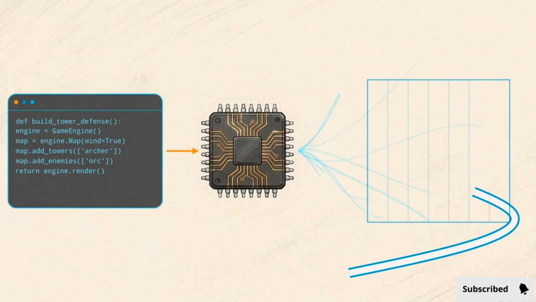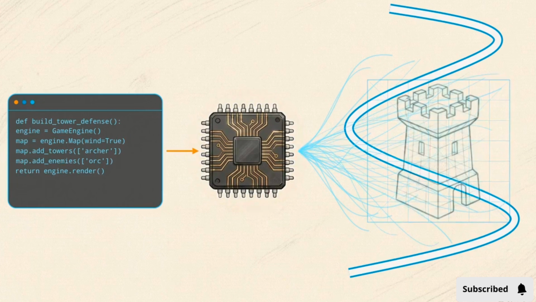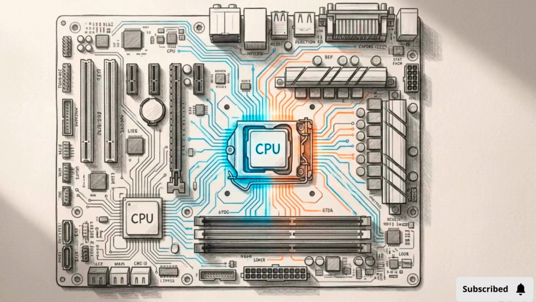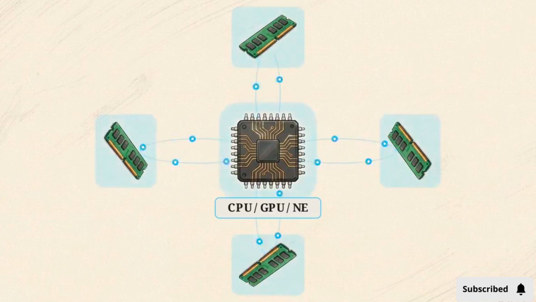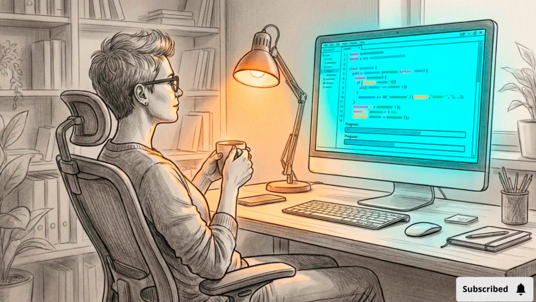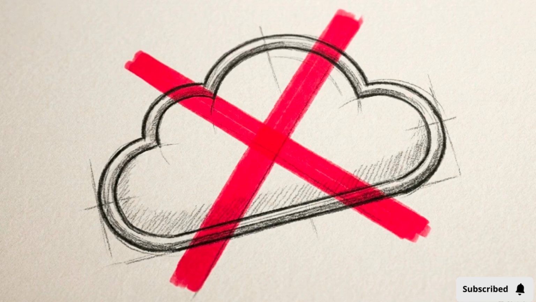We are going to give the model a single zero-shot prompt and ask it to build a fully playable web-based tower defense game from scratch. If you want to follow along, you'll need the right architecture. This process leans heavily on the unified memory structure found in Apple Silicon chips to handle the model's footprint. If this works, it means you can build software with complete autonomy. You get zero-cost iteration, and your private codebase never touches a third-party cloud.